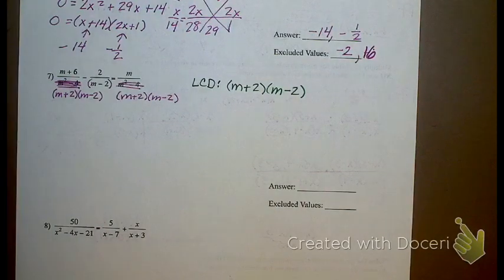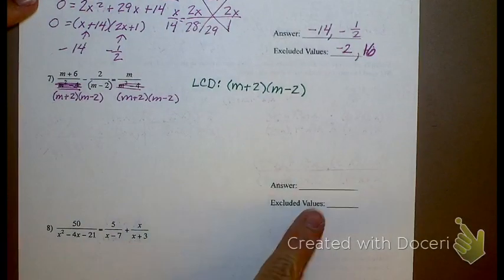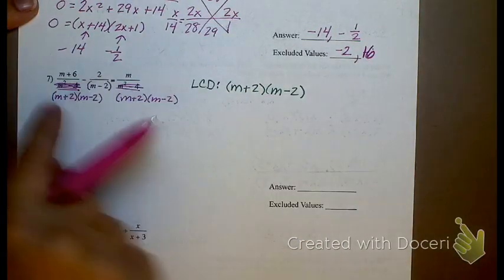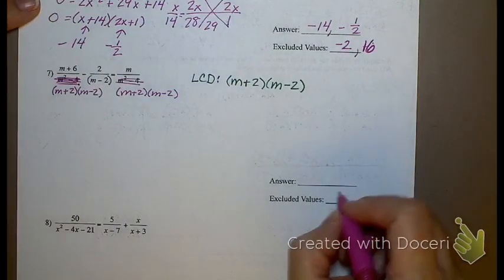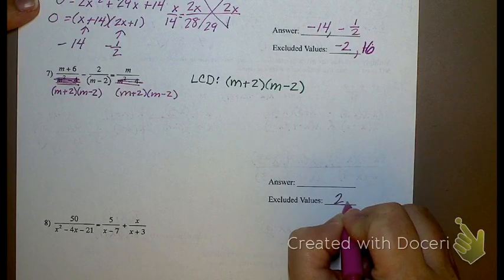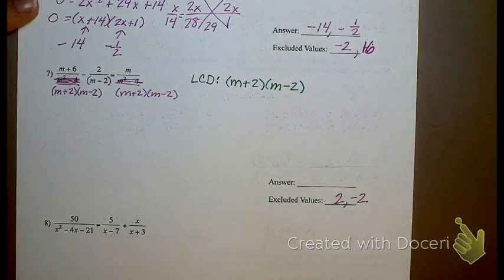Okay. From my LCD, I should be able to get my excluded values pretty quick, shouldn't I? Because the LCD covers all those parts. So what are my excluded values? 2 and negative 2. Those are my only excluded values.